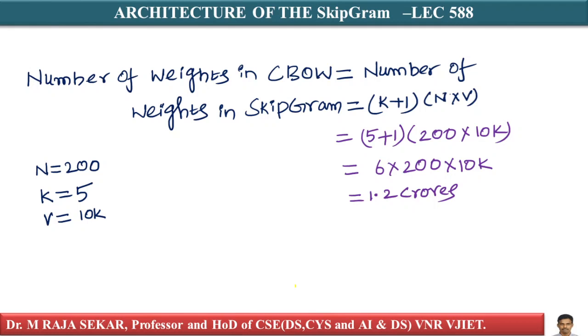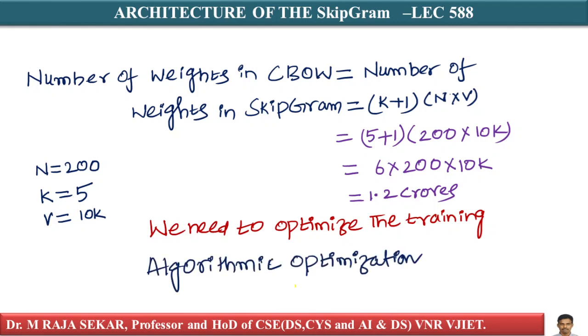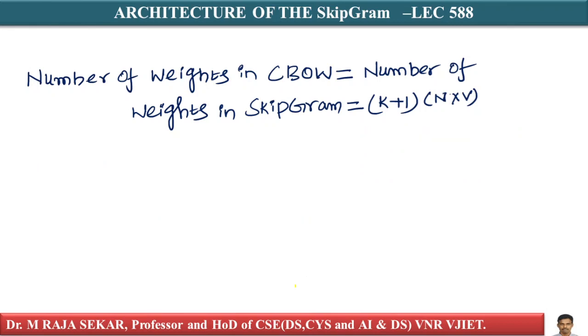So we need to optimize training somehow. That's important. As it has so many weights, we need to optimize the training somehow. You need to find some algorithmic optimization to achieve this. There are a couple of algorithmic optimizations that we will see in my next lecture. I request all of you to go through this lecture. If you have any difficulty, please keep a comment. Just compare this architecture. That is important.